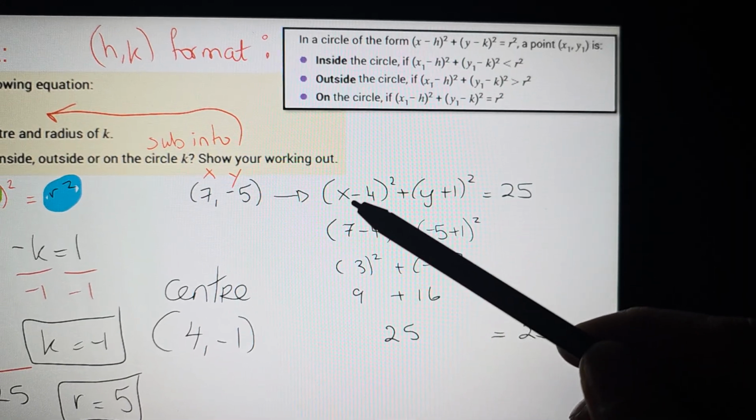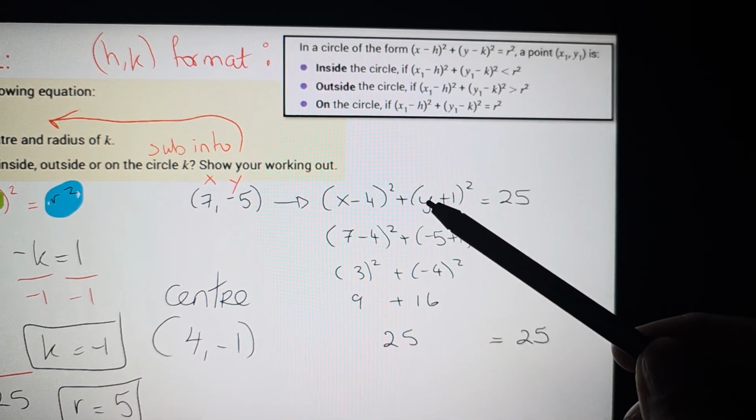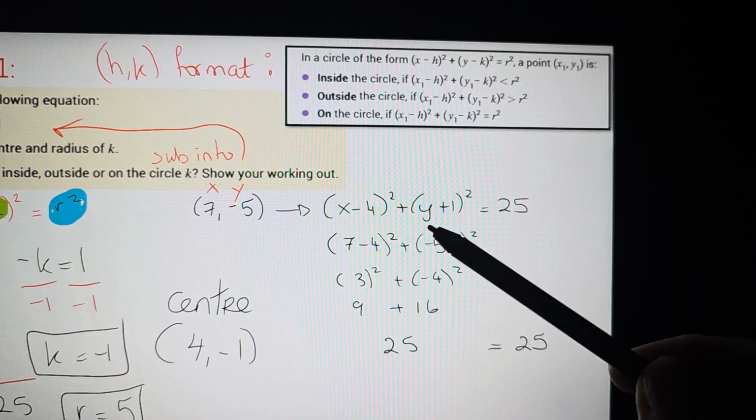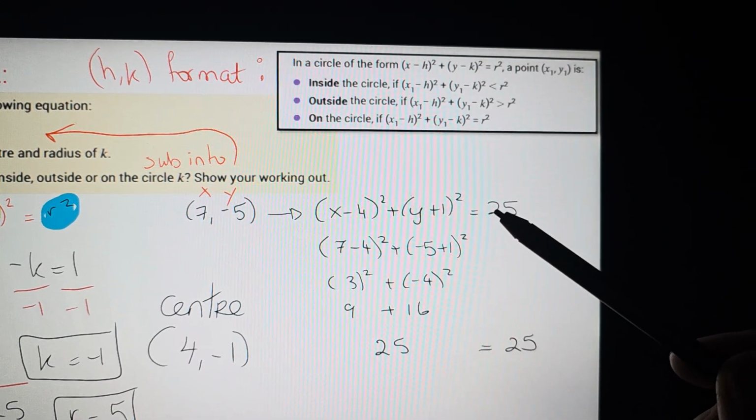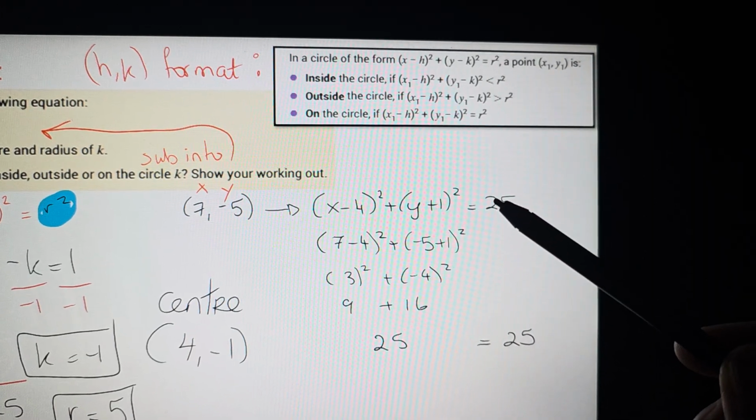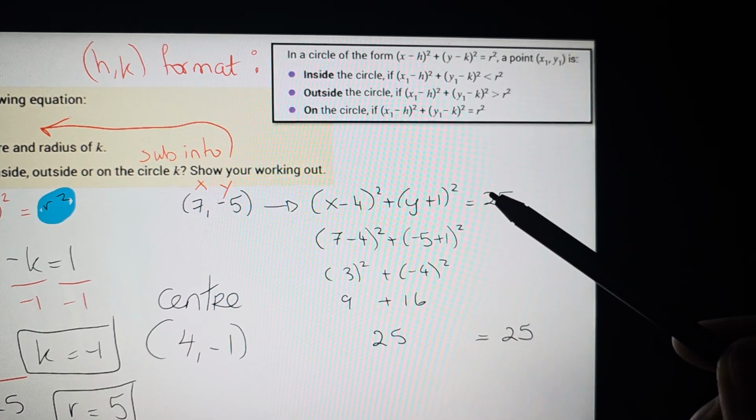So it's going to be (7 - 4) squared plus (-5 + 1) squared. Now, if it equals 25, well, then I'm on the circle. If I'm less than 25, I'm inside the circle. And if I am greater than 25, I am outside the circle.